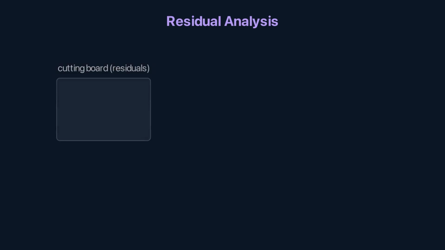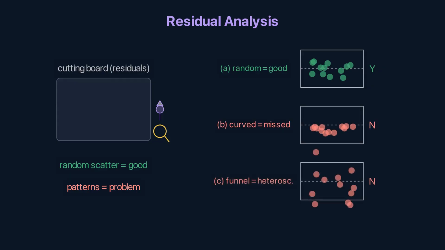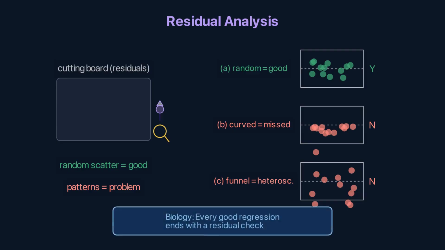One final quality check. After building the recipe, inspect the scraps, the residuals. These are the differences between what the model predicted and what actually happened. If the scraps scatter randomly, the recipe captured the real pattern. If they curve, you missed a nonlinear relationship. If they fan out, your precision depends on the input level. Every good regression analysis ends by looking at the leftovers.